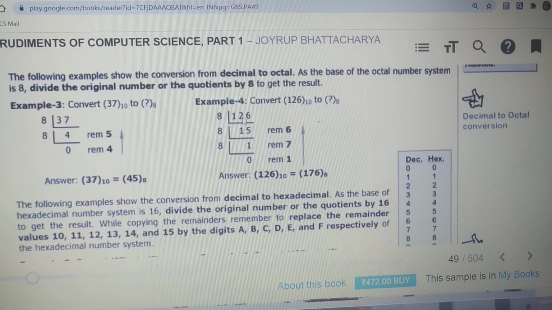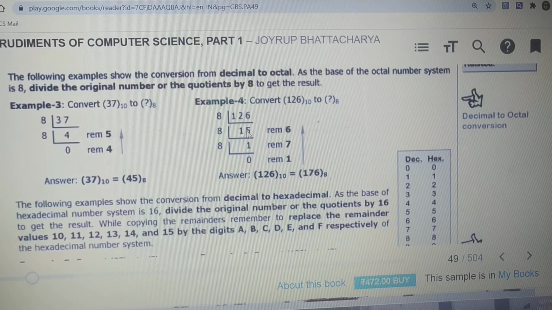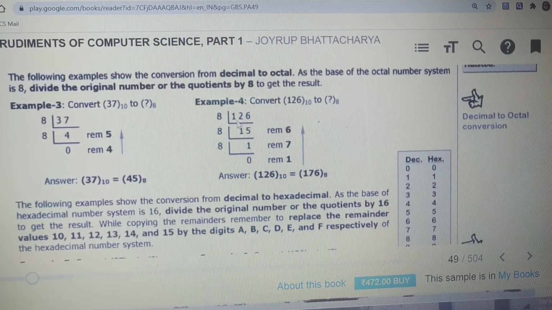The logic is the same. Again we have to divide 126 by 8. So 8 ones are 8, 12 minus 8 is 4, and bringing down the next digit it is 46. 8 fives are 40. So 46 minus 40, 6 is the remainder. So the quotient is 15 and the remainder is 6.